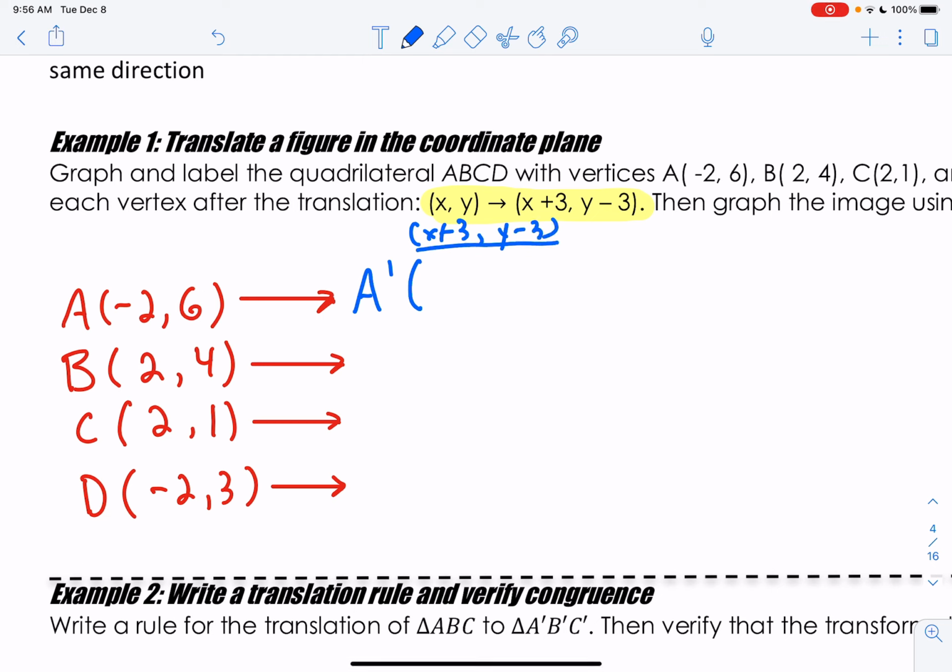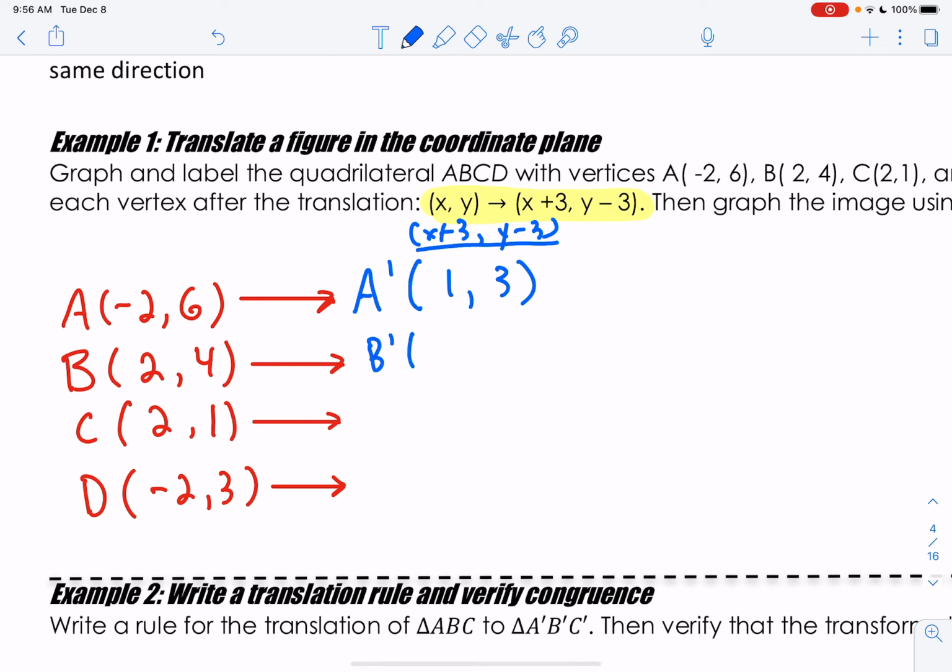So I'm going to take negative 2, which is my x coordinate right here, and add 3 to that. So negative 2 plus 3 is going to be positive 1. And then my y coordinate is 6, and I'm going to subtract 3 from that. So 6 minus 3 is going to give me 3. So my point A prime is going to be the point 1, 3. We keep on going with this.